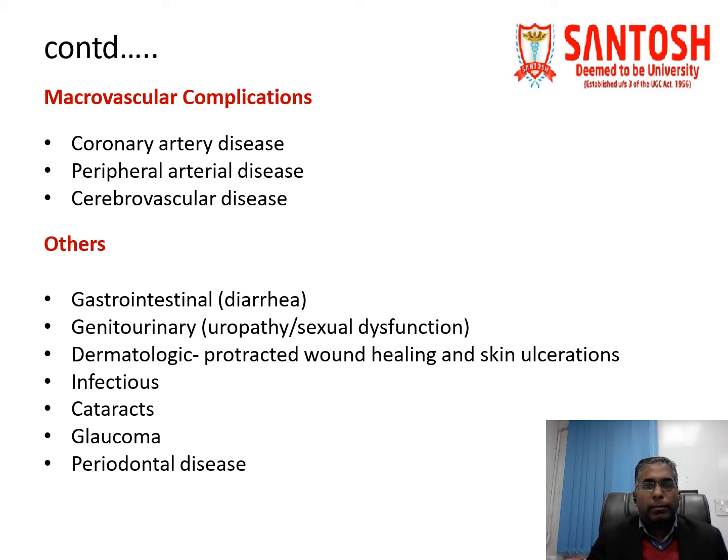Gastrointestinal complications: the patient may suffer from recurrent diarrhea because of autonomic neuropathy. Genitourinary disturbances like uropathy, sexual disturbance, or recurrent UTIs can occur in uncontrolled diabetes mellitus. Dermatological problems like protracted wound healing and skin ulcers can be there. Infectious complications, development of early cataract, glaucoma, and periodontal disease can be other complications of diabetes mellitus.